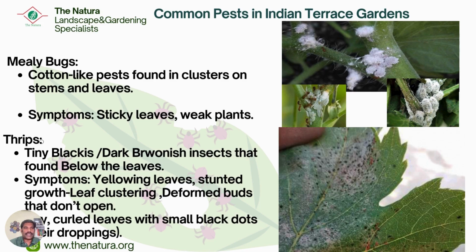Symptoms: yellowing leaves, stunted growth, leaf clustering, deformed buds. Majorly, you can observe it in the flowers. The flower buds will be deformed, and leaves will be curled. Small black dots will be there, and those black dots are their fecal pellets. You have to look, and you can very easily identify.